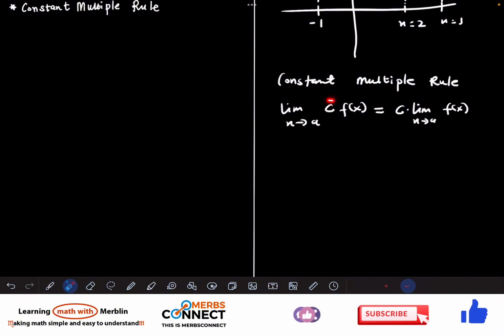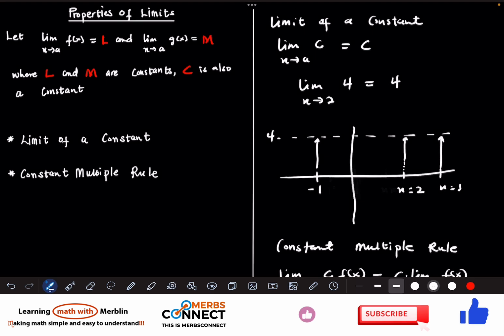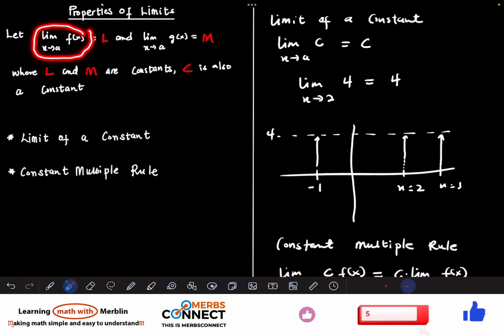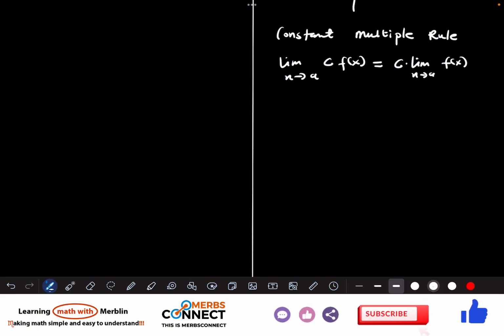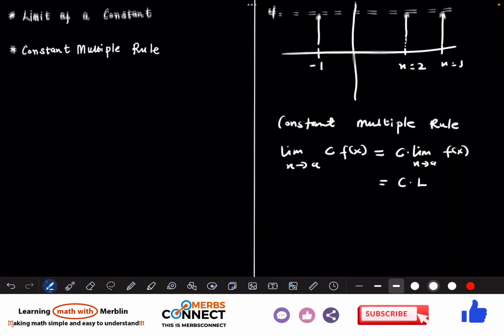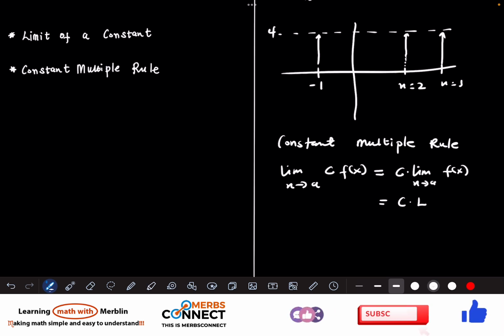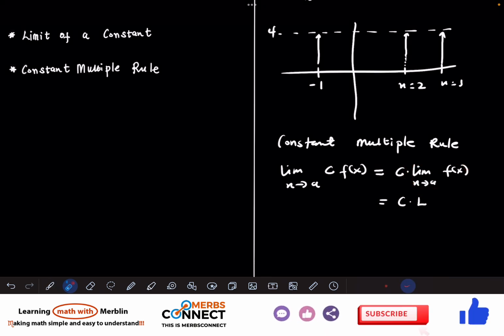The idea is that this c here does not depend on x approaching a, so we can just bring it outside and pick the limit of f of x, because this f of x depends on x. The value of a will determine what we are going to get for this limit here. Now we assume that the limit as x is approaching a of f of x is equal to L. So it means that this is going to give us c times L. That is the idea of the constant multiple rule. If we have a constant multiplying a function f of x, then what we just need to do is factor the constant out, then we just take the limit of the function which depends on x.